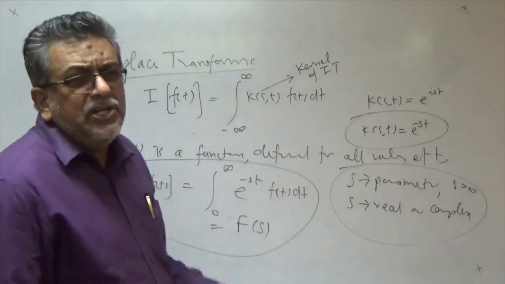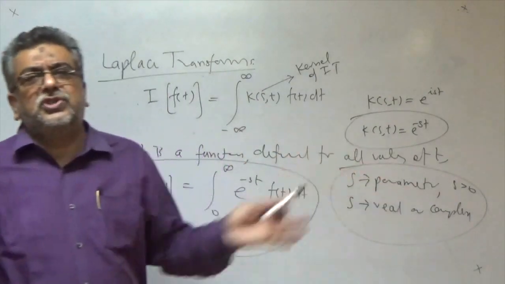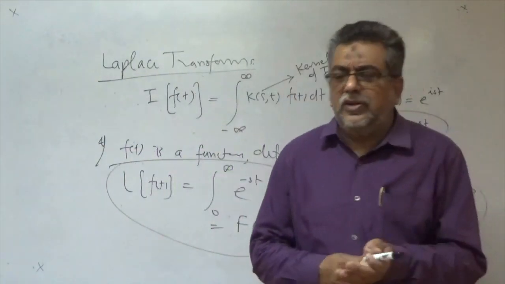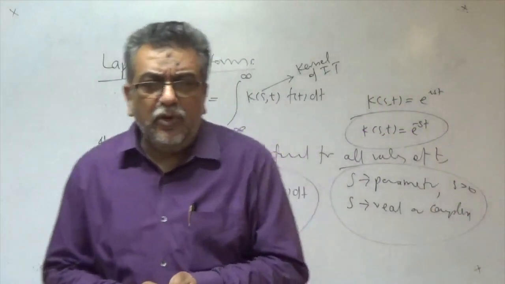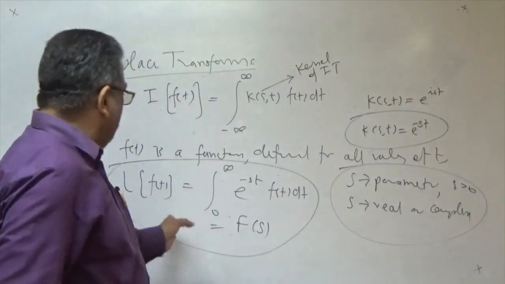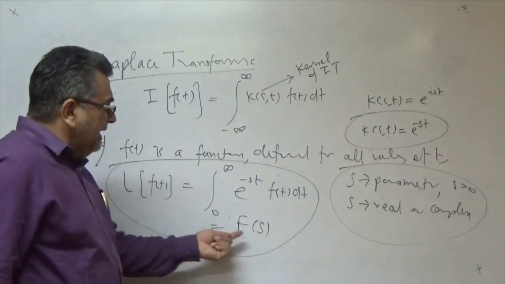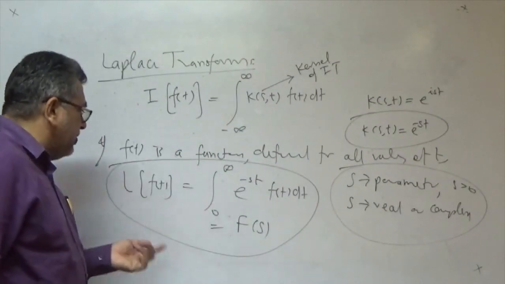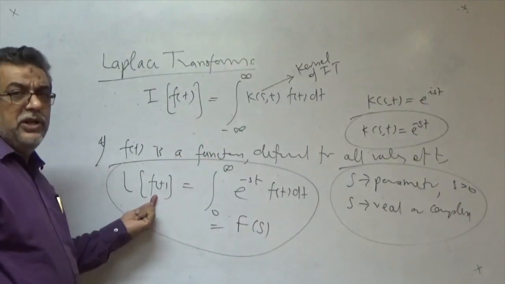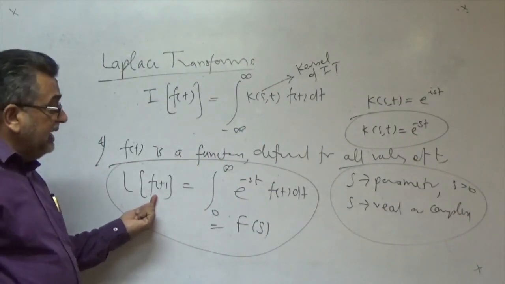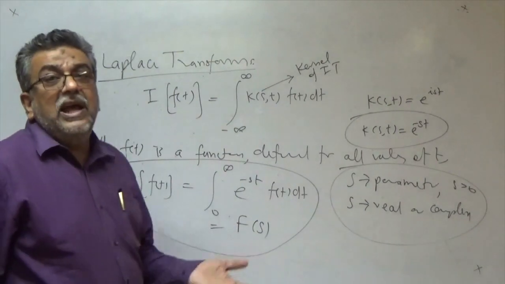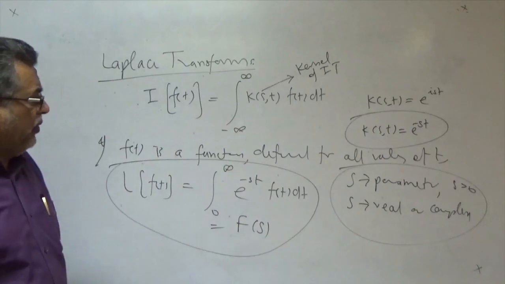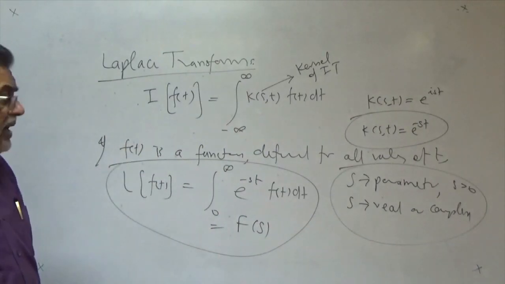A number of notations will be used by various books, by Indian or foreign authors. In some books it is denoted by capital F of s, and this is denoted by small f bar of s. In some books, small f of t is denoted as capital F of t, and this will be taken as small f of s. No problem. This is the basic formula, right?